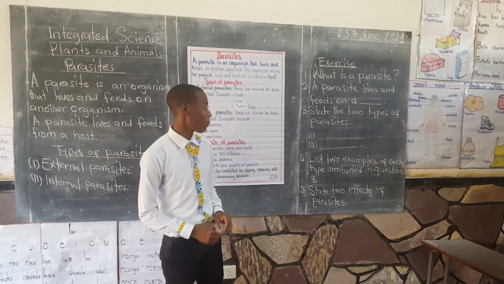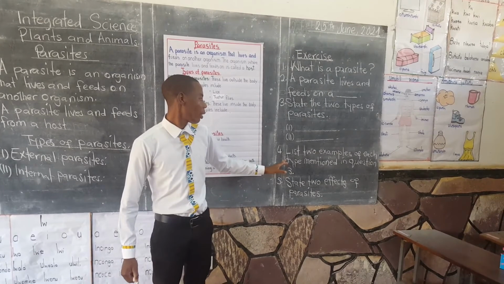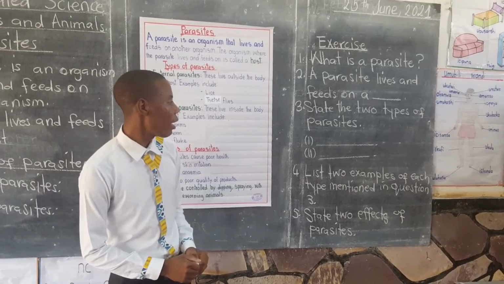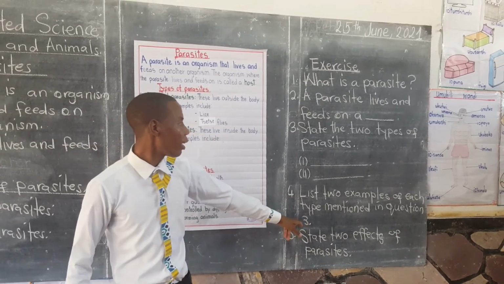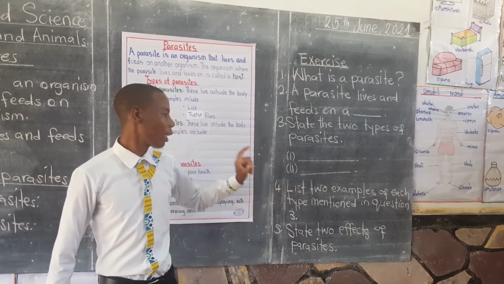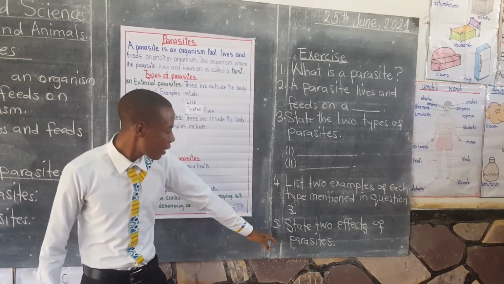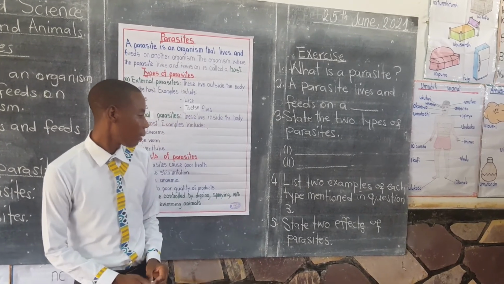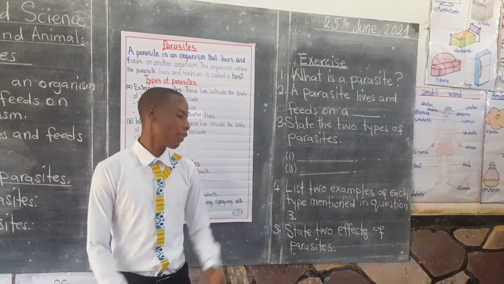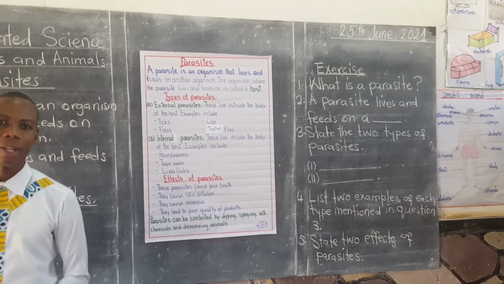After stating the 2 types of parasites, question 4 says, list 2 examples of each type mentioned in question 3. So for each type of parasite that has been mentioned, from the 2 types now, you pick 2 examples for each. Then question 5 says, state 2 effects of parasites. So you are going to state the 2 effects that parasites have on the animals.